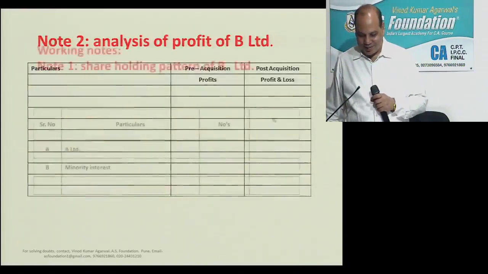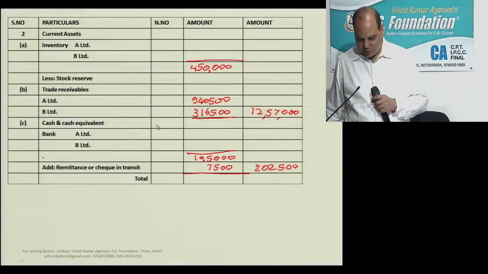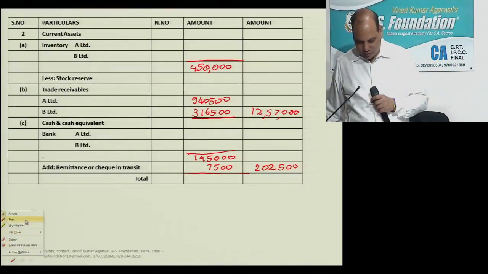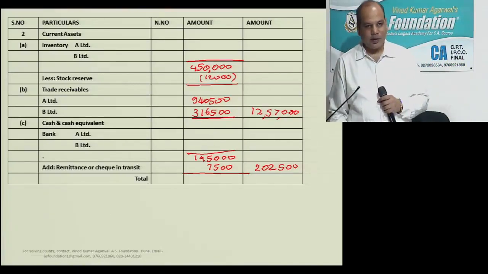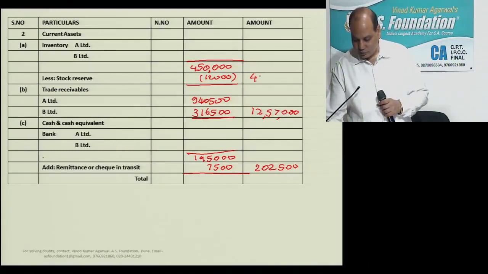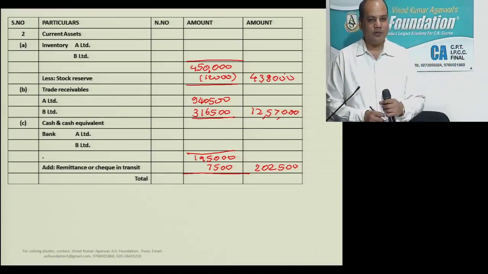Okay, understood. Come to the asset side of the balance sheet. Inventory is waiting for you. So write less stock reserve 12,000. What is the balance? 4 lakh 38,000. Yes or no? Any query?